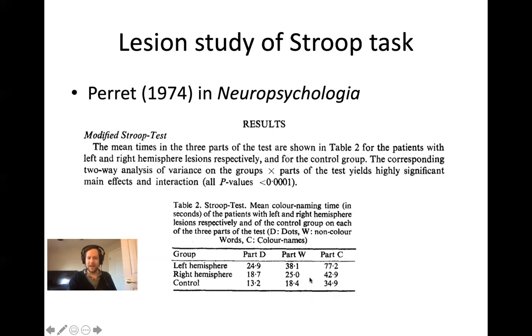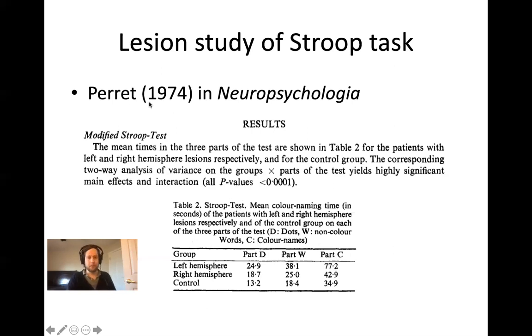This is basically the congruent condition, and then this is the neutral condition. Really, the key condition here is the incongruent condition. I'm not going to go into the details of the findings. Just know that this is basically a study from 1974.